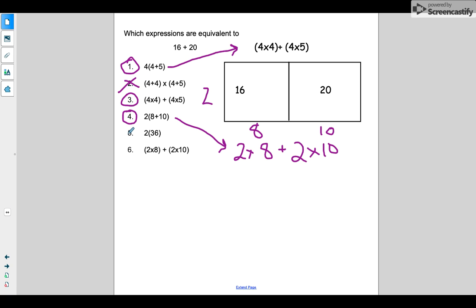Now I'm going to check number 5, 2 times 36. Well, it looks like they added these two together first and then multiplied it by 2, but that would give me 2 of these arrays, so that definitely won't work. And now I'm going to check number 6, 2 times 8 plus 2 times 10, and take a look. It's exactly what we did when we expanded out our factored form, so 6 would also work.